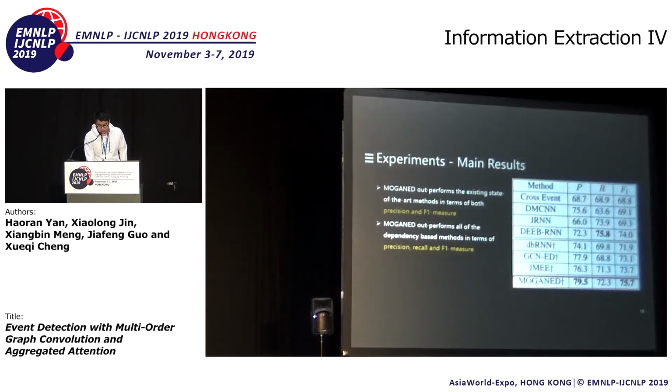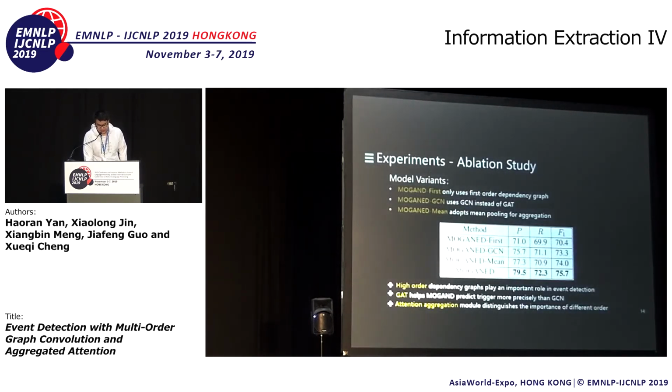This table presents the performance comparison between different methods, where dependency-based methods are marked with a blade symbol. We can see that our proposed method, MOGANED, outperforms all other existing state-of-the-art methods in terms of both precision and F1 measure, while the recall is comparable. Moreover, MOGANED achieved the best performance in terms of precision, recall, and F1 measure among all dependency-based methods.